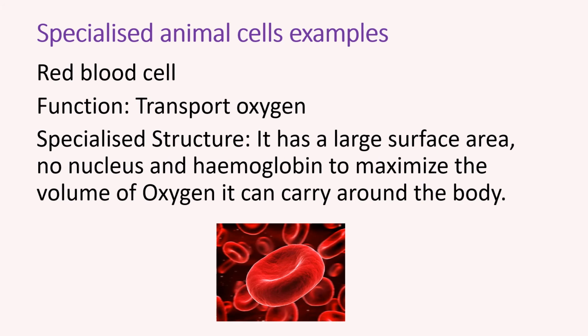The answer is the function of a red blood cell is to transport oxygen, and its specialized structure is it has a large surface area because it contains no nucleus, and it has hemoglobin to maximize the volume of oxygen it can carry around the body. Well done if you managed to get that correct. If you didn't, then you need to watch about the red blood cell again.